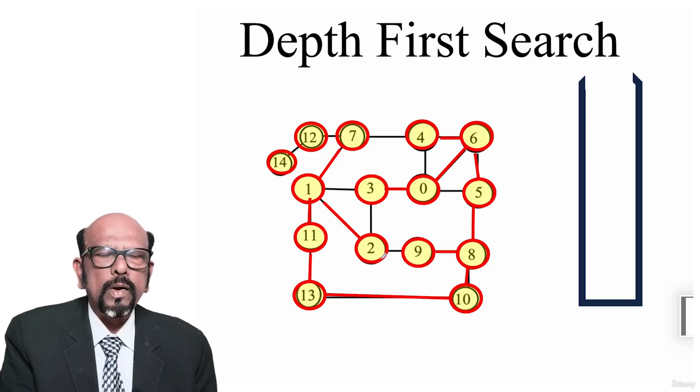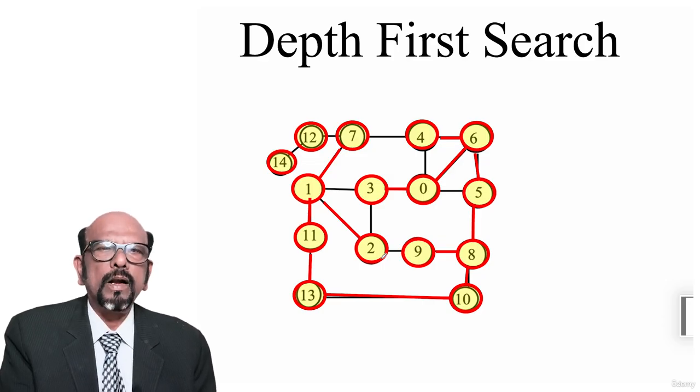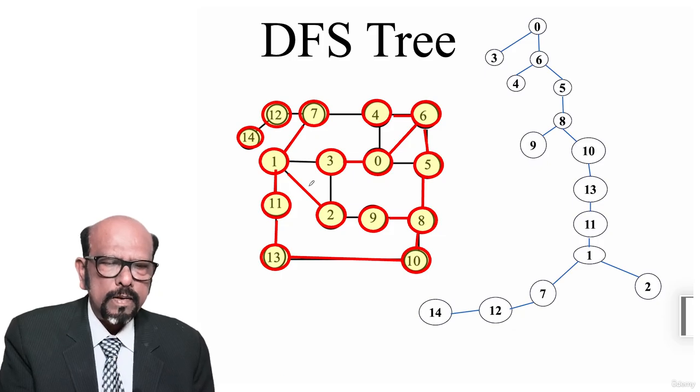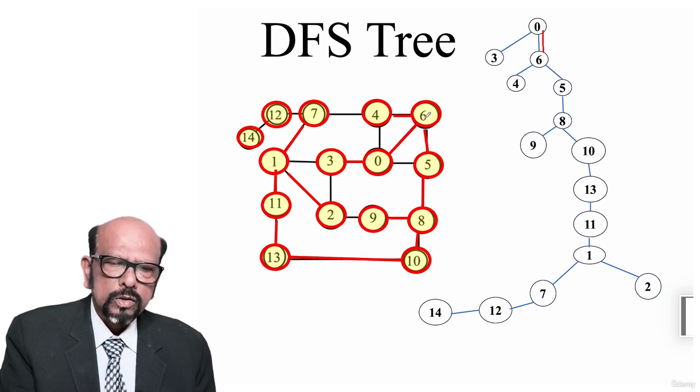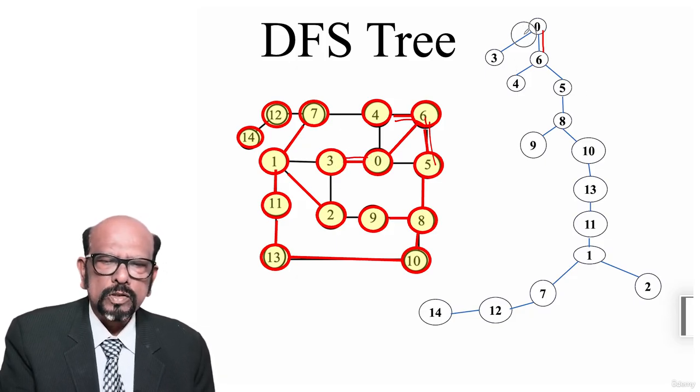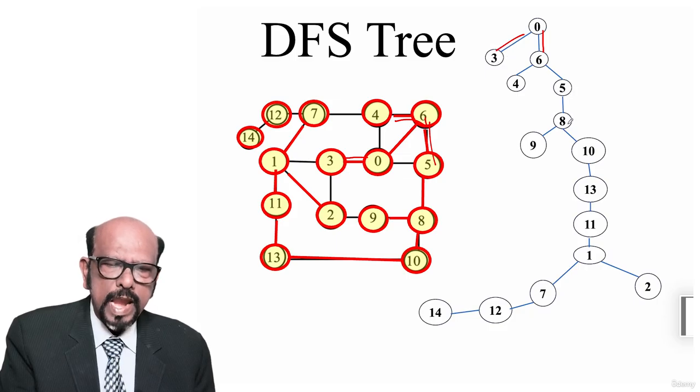Now, what am I going to do? The final tree has been got. Look at it. How is the tree? 0. From 0, we go to 6. Then 6 to 4 and 5. And also another branch to 3. So 0 to 3. Then 5 to 8.